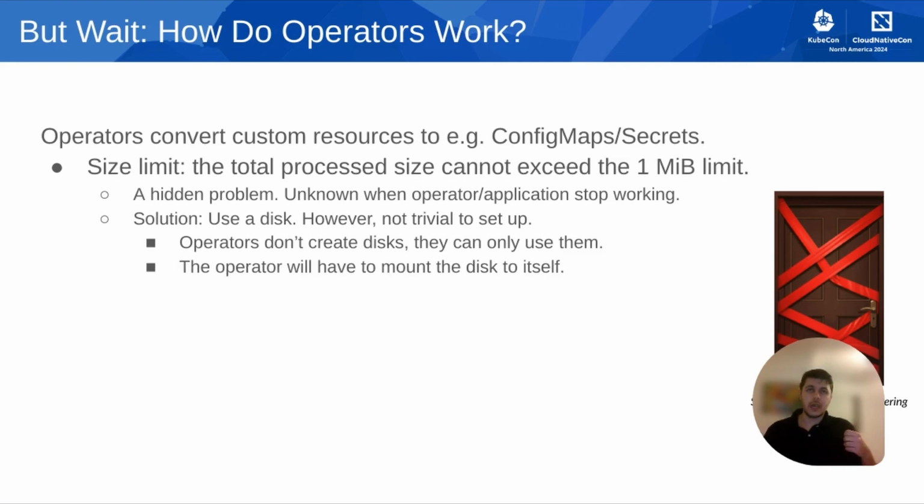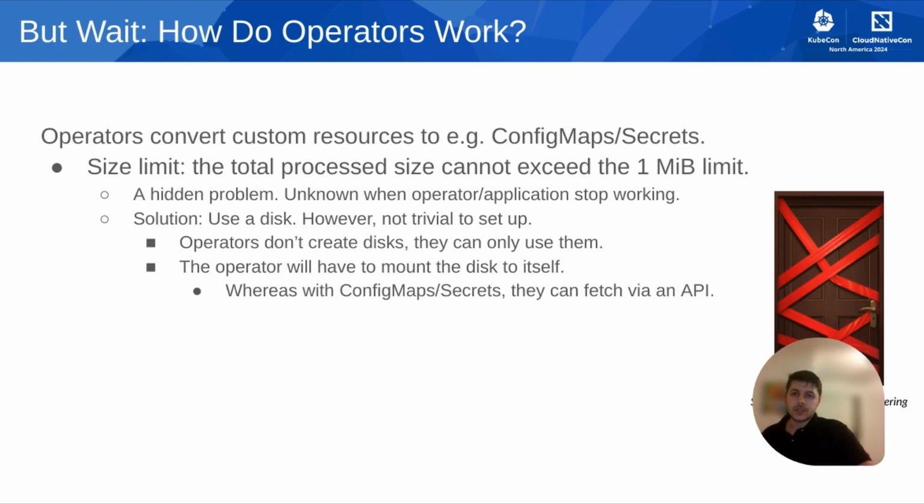The next problem is that in order to actually use the disk, it would have to mount the disk to its own deployment or whatever workload the operator is running on, and this also has a security implication, right? So if you were using a config map or secret, you can fetch it via an API. If you're using a disk, that's a little bit harder. There might be a way to do this in a portable manner, but I don't know of it.